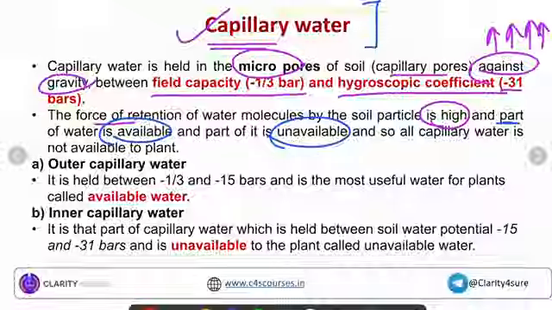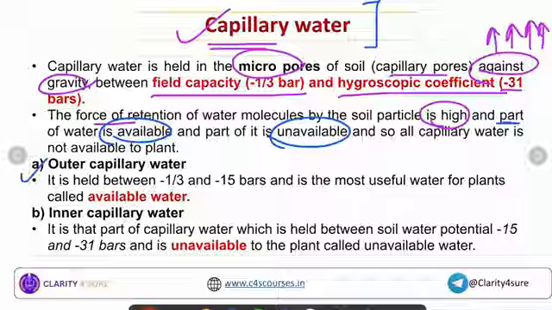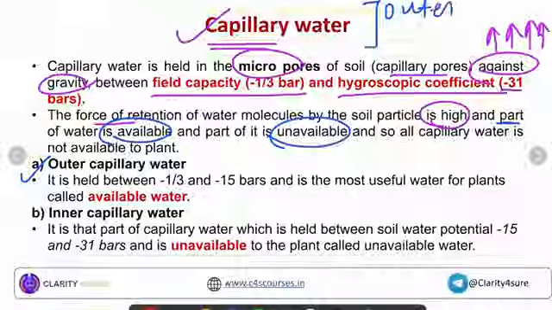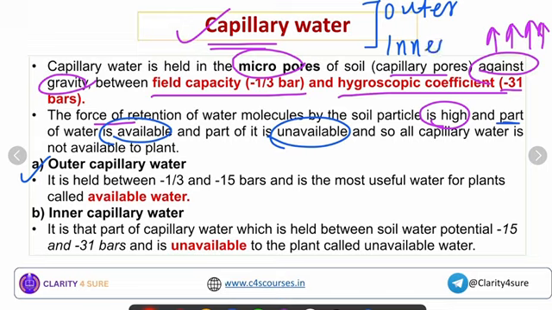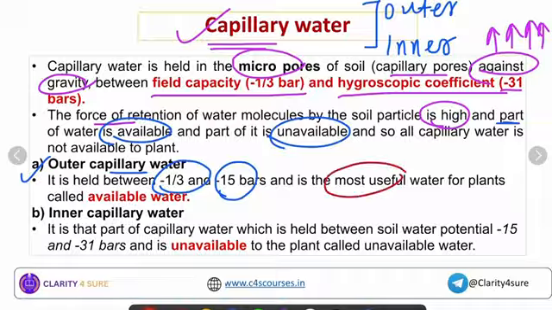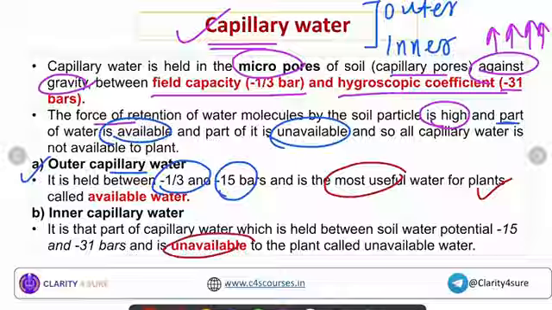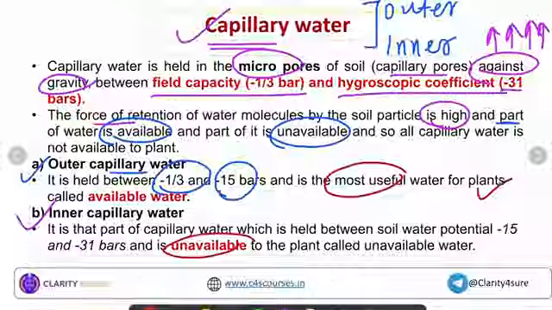So the entire capillary water is not available. There is a division, okay. Let's discuss that division. So we have outer capillary water and inner capillary water. The outer capillary water is held with minus 1 by 3 to minus 15 bars pressure and is most useful water for the plants, and because of that it is called available water. But the inner capillary water is unavailable because it is held tightly as compared to the outer capillary water, that is minus 15 to minus 31.